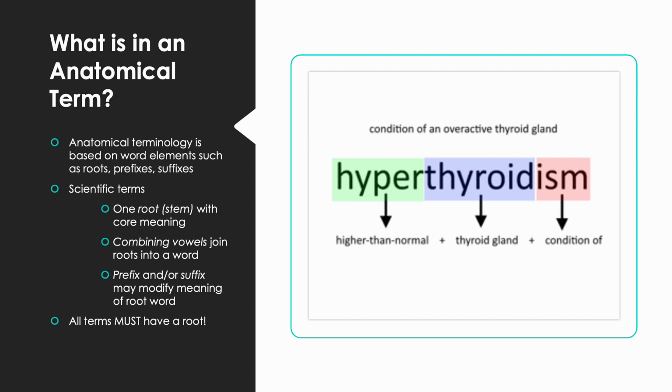The prefix hyper means overactive or higher than normal. Thyroid means just what it says, thyroid. And ism means condition of. So hyperthyroidism, when you put it together, means the condition of having an overactive thyroid or a higher than normal functioning thyroid.